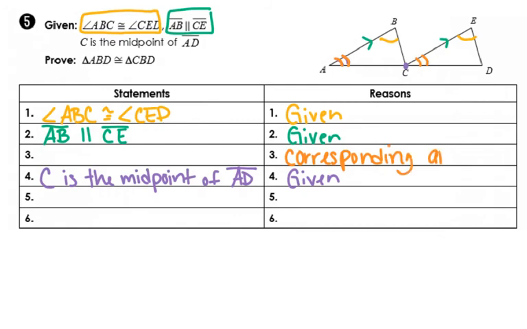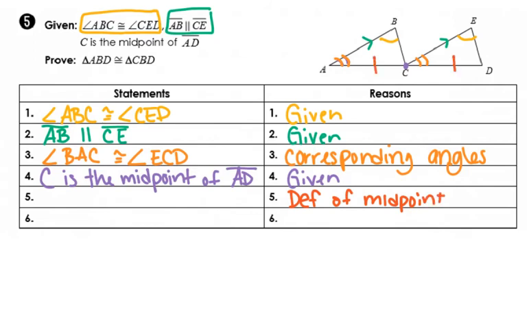If that doesn't make sense, go watch that video again to see what corresponding angles look like. But I can state that angle BAC is congruent to angle ECD because they're corresponding angles. And then if I know that C is the midpoint, I'm going to use the definition of midpoint, and my next statement is going to be that these two sides are congruent. So AC is congruent to CD.